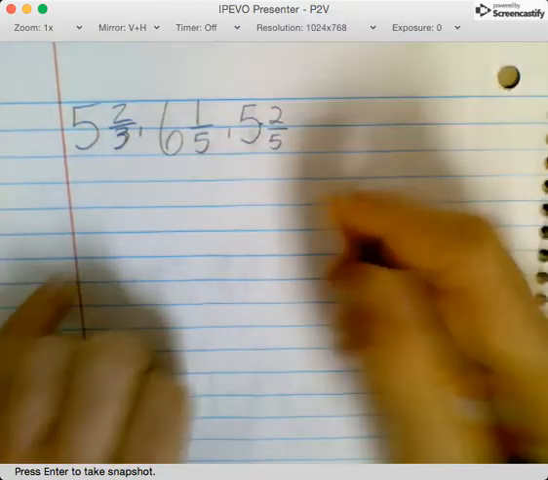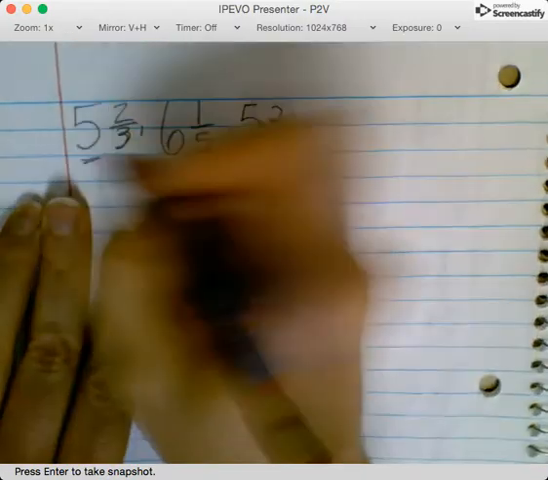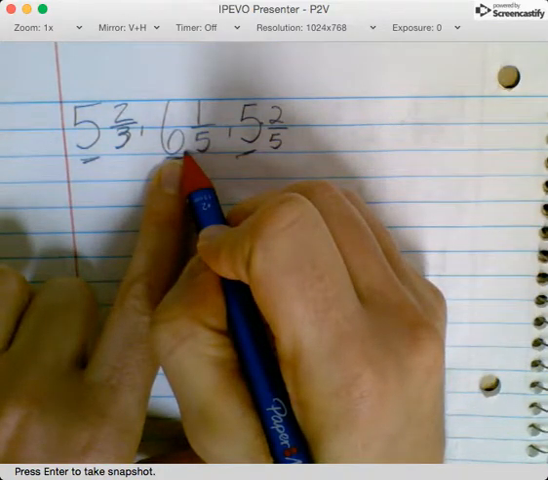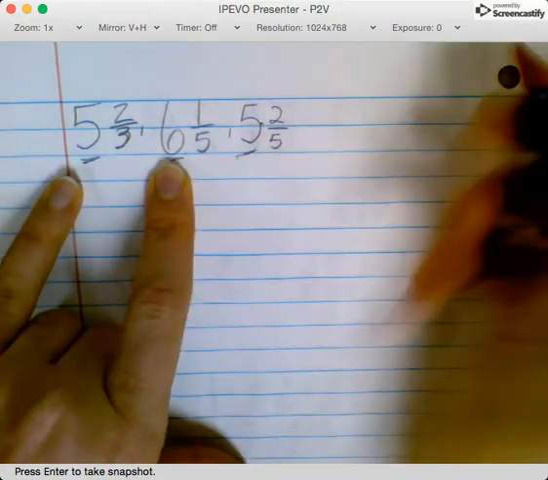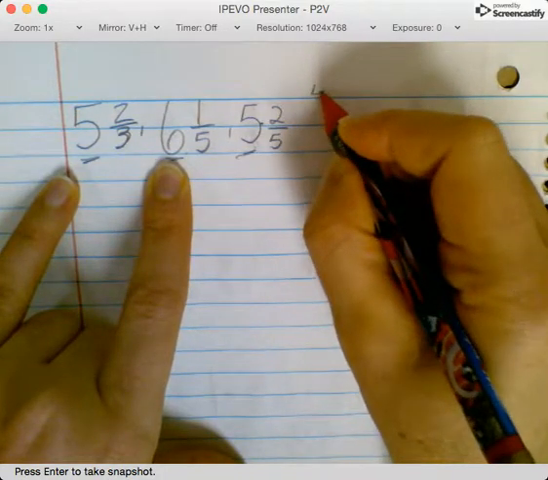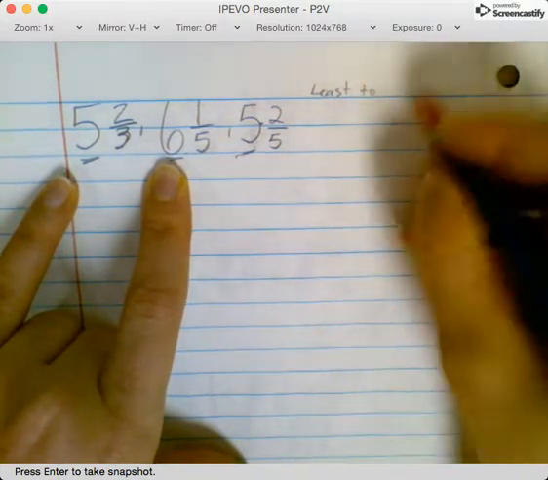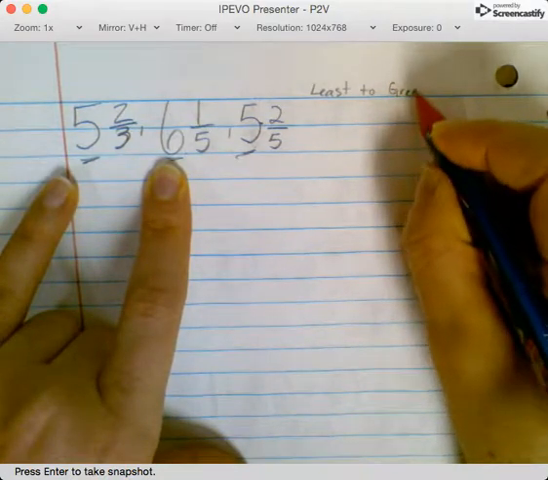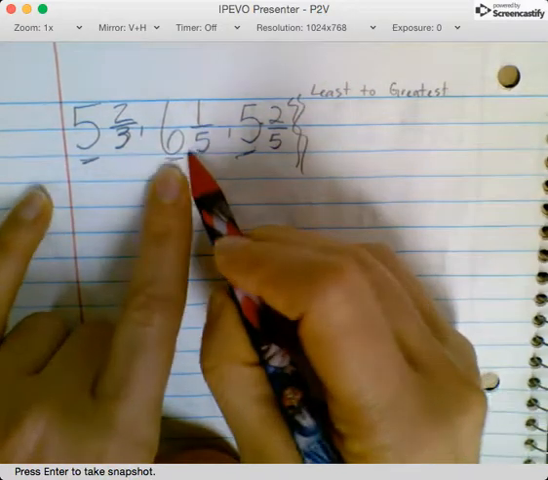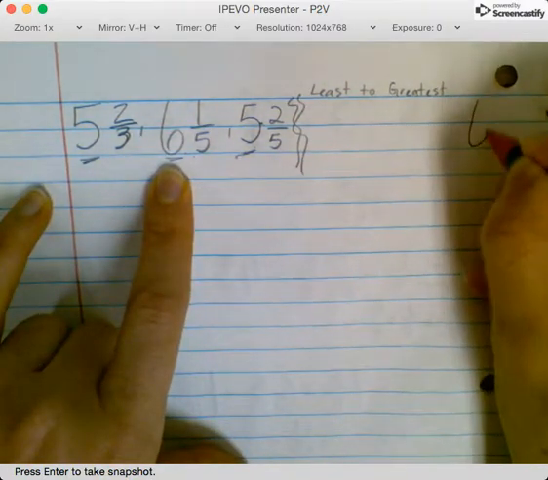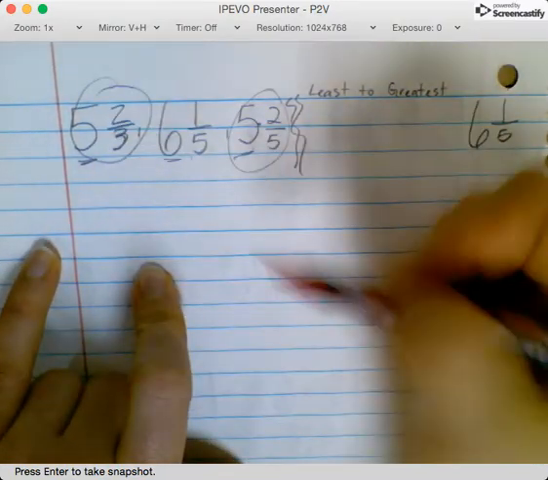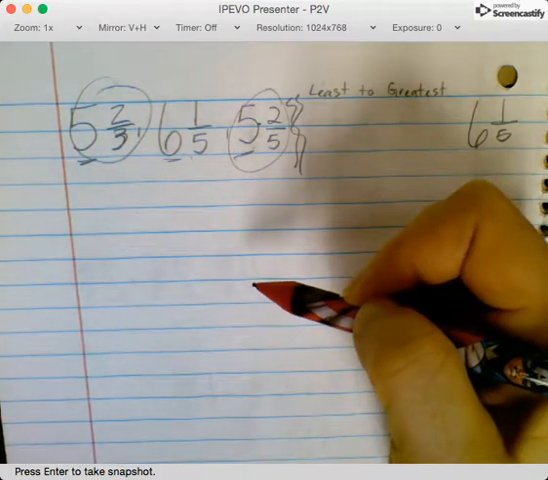The first thing that I would do is look at the whole number with my fractions. I know that my 6 is bigger than my 5s, so that's going to be the largest number. And let's go from least to greatest. So these are my numbers that I start with. I know my greatest is 6 1/5, so that's going to be my last one. And then I just have to compare my 5 2/5 and 5 2/3.